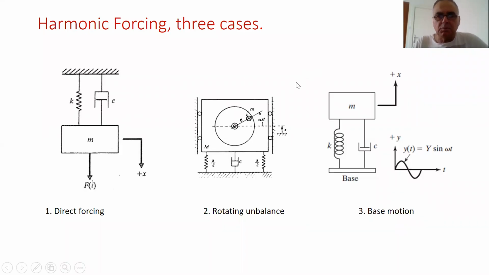We now come to the third case of harmonic forcing. This is the base motion. In the case of the base motion, the base of the mass spring damper system is moved harmonically with a certain displacement, such as y sine omega t, and we would like to analyze and find the displacement of the mass on top of it.